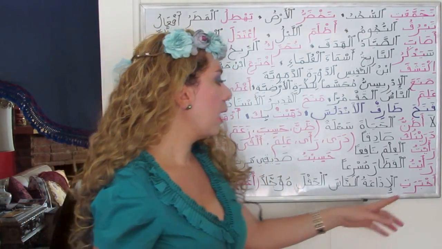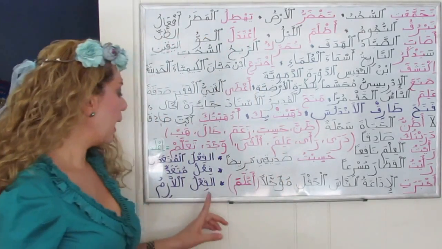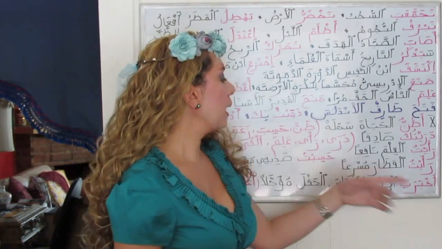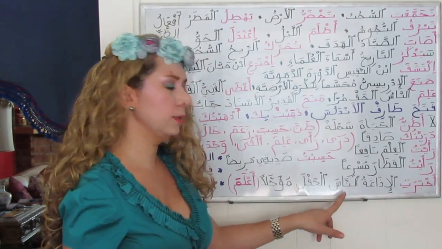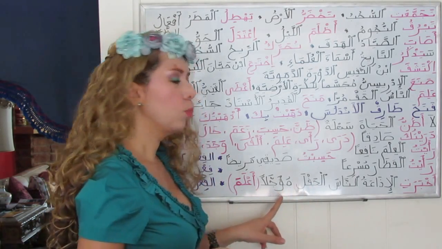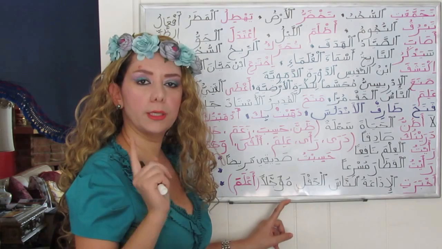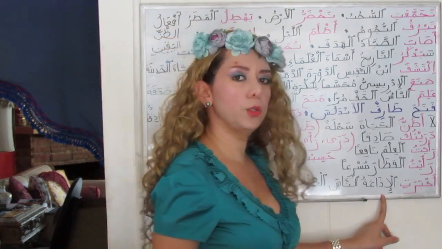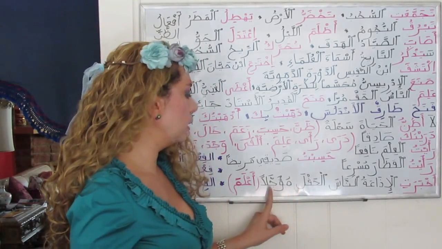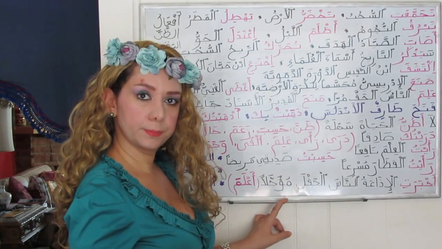Form 4 verbs may take 3 objects at once. Akhbara or a'lama. Akhbara, to inform, to notify. أخبرت الإذاعة الناس, first object, الحفلة, second object, مؤجلا, object number 3. So the radio notified the people that the celebration had been postponed.